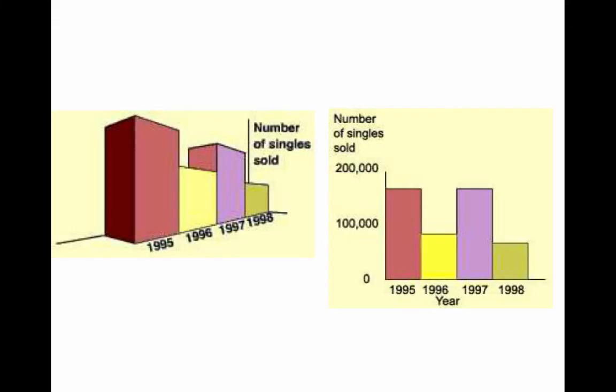What about this figure? The number of singles sold, 1995 through 1998, while there's no value on the y-axis. And again, you can't see it clearly. You can't see the difference, or in fact that there was no difference between 1995 and 1997.